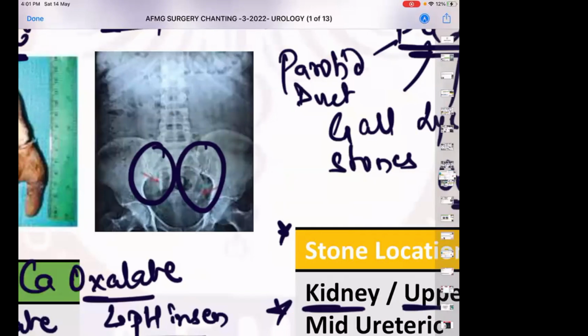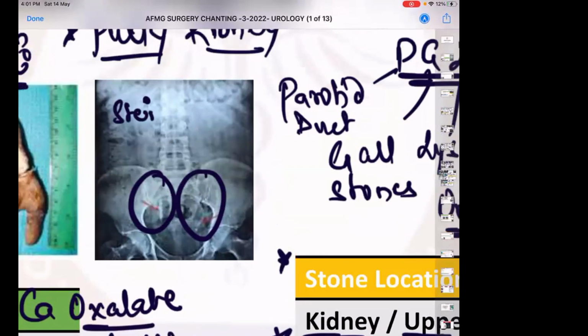This is an important image, remember it. After ESWL, when the fragments of stone line up in the ureter for excretion, that is what is called the Steinstrasse phenomenon. And as Shazad, you have rightly mentioned, ESWL is only done if the stone is less than 2 centimeter.